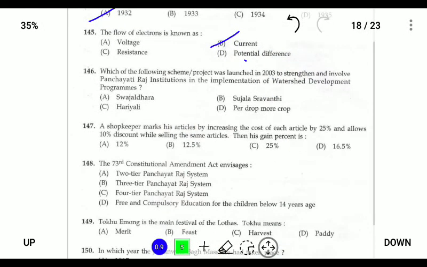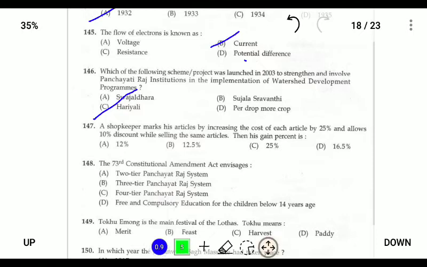Next, which of the following scheme projects was launched in 2003 to strengthen and involve Panchayati Raj institutions in implementation of watershed development program? So the scheme is Hariyali.